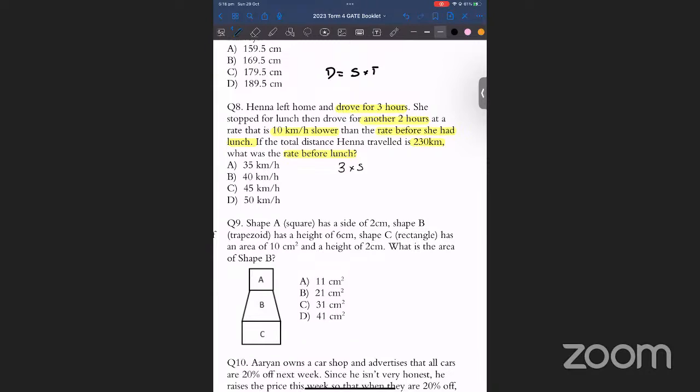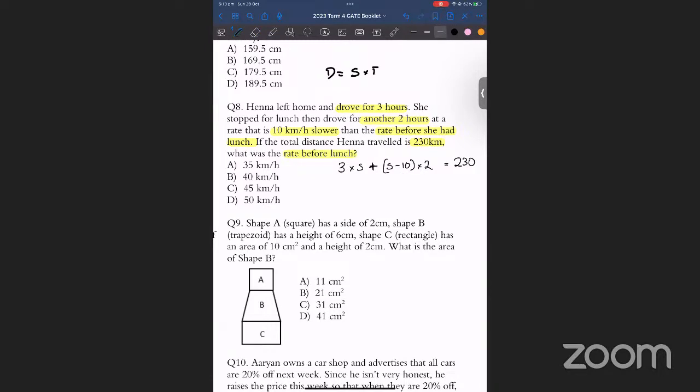And then after lunch, would you agree that the distance she traveled was the first speed minus 10, multiplied by 2 hours? Yes. And then would you agree that these two distances, the distance before lunch and the distance after lunch, when you add them together, you get 230? Awesome. So now, again, it's back to simple algebra.